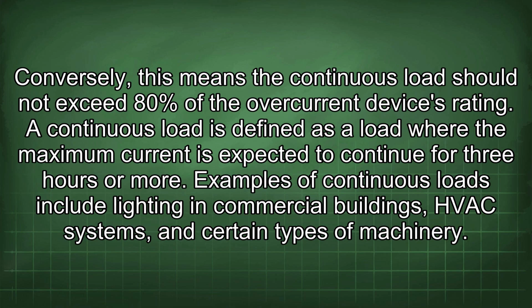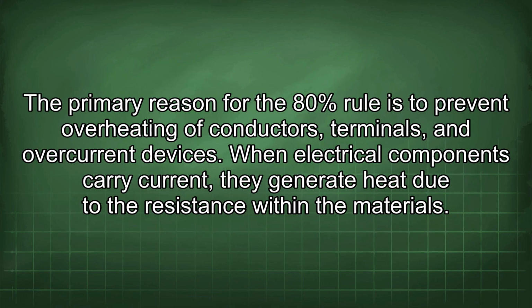A continuous load is defined as a load where the maximum current is expected to continue for 3 hours or more. Examples of continuous loads include lighting in commercial buildings, HVAC systems, and certain types of machinery. The primary reason for the 80% rule is to prevent overheating of conductors, terminals, and overcurrent devices.